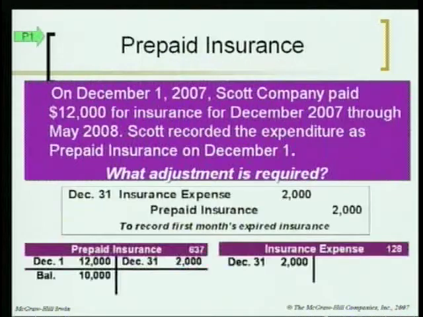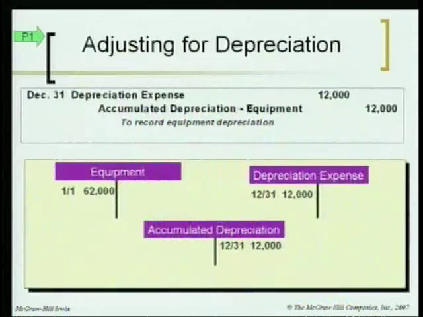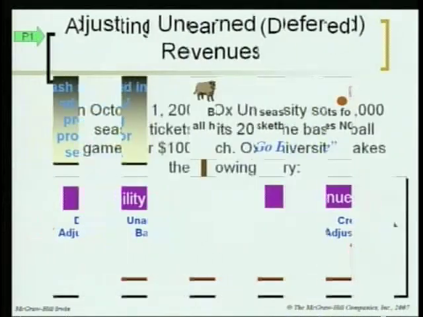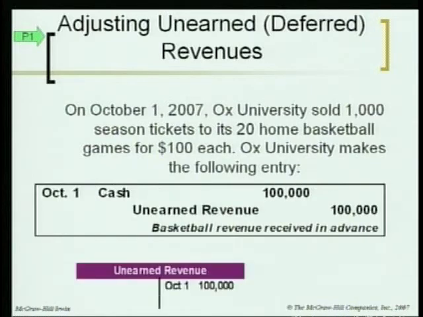All right. Let's go forward to the third category. Okay, on October 1 of 07, Ox University sold 1,000 season tickets to its 20 home basketball games for $100 each. Now, they made the following entry on October 1 of 07. This is not the AJE. We know that because cash is involved and it's not the last day of the period. But when they got that money from its fans, they got a total of $100,000 cash, but they booked that not as revenue but as unearned revenue.